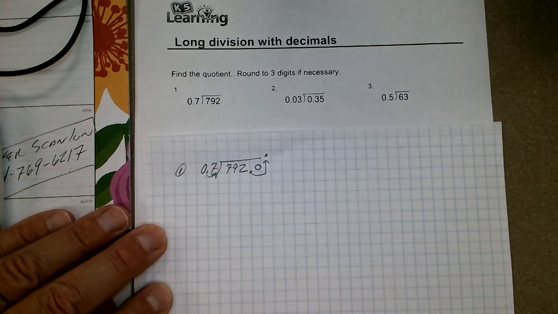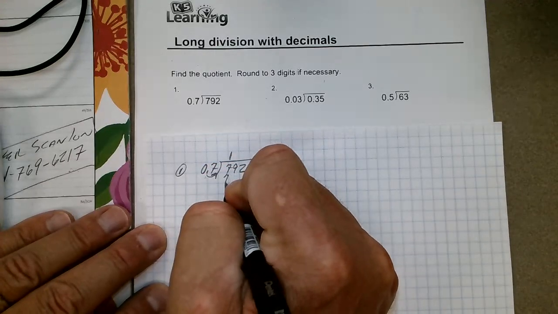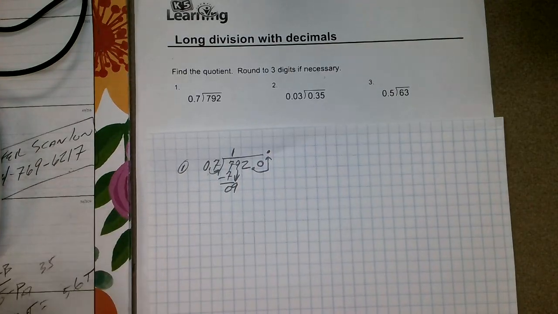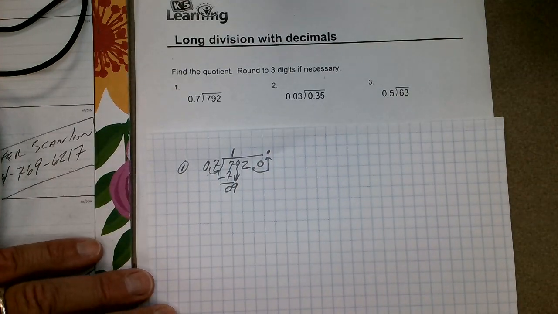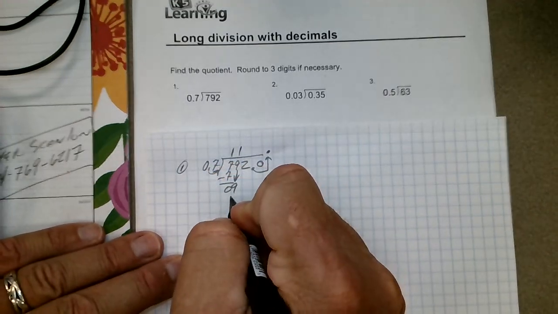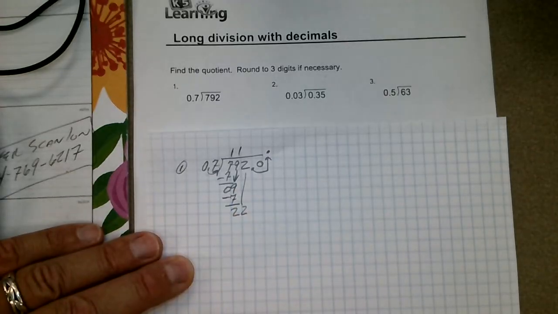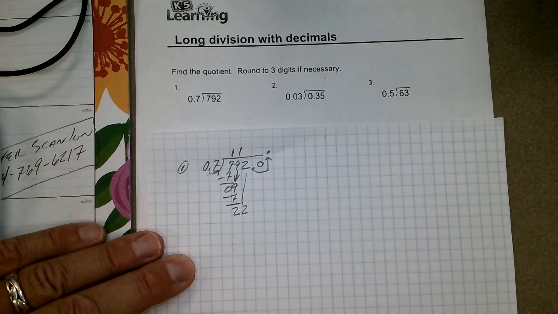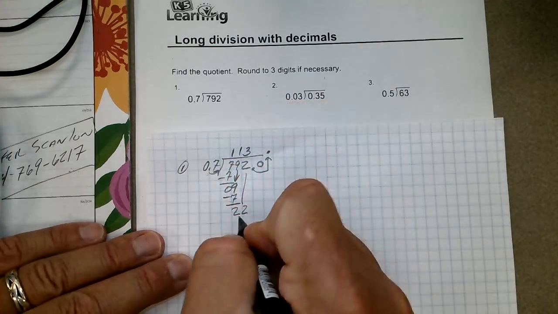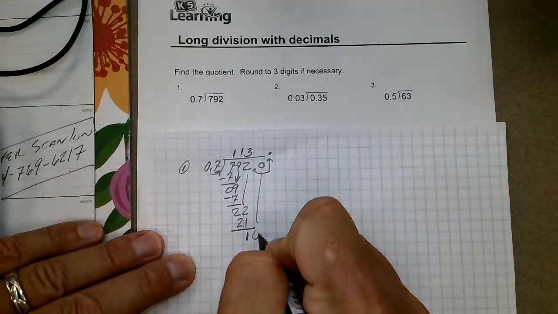7,920 divided by 7. Okay, so 7 into 7 is 1. Subtract and get 0, bring the 9 down. Now we're just treating it like 2 whole numbers. 7 into 9 goes 1 time. 1 times 7 is 7. Bring the 2 down. 7 into 22, 3 times. 7 times 3 is 21. Subtract, bring the 1 down.